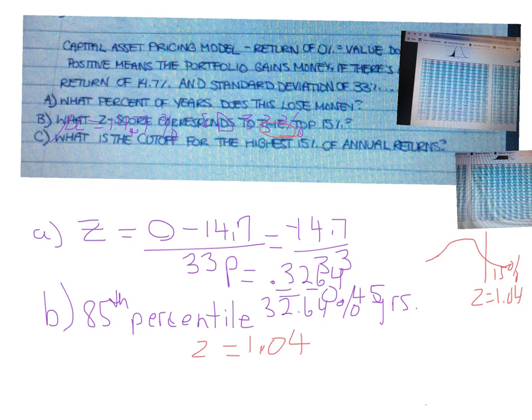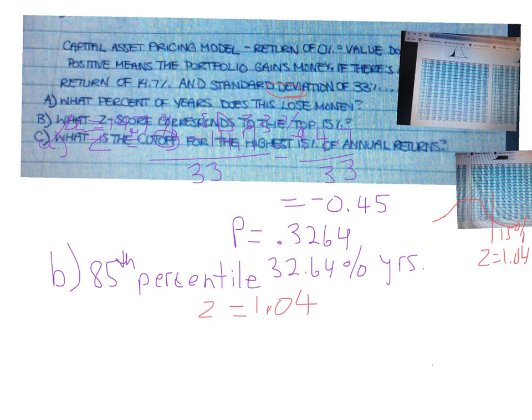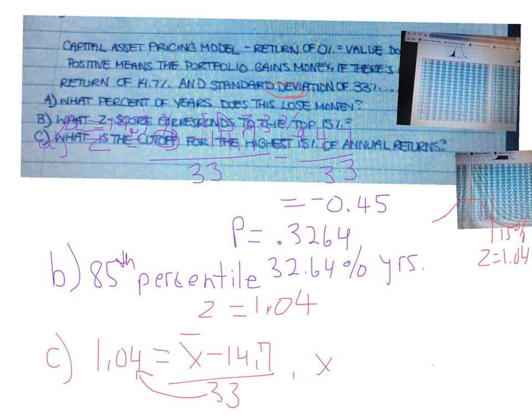I'm just going to move this stuff up so that we can write below it. For part C, we know our Z-score is 1.04, so we're looking for the raw value X, and I believe it was 14.7% over the 33% that we used earlier. So you're going to bring the 33 and multiply it by 1.04. So the next line of your solution will say x minus 14.7 equals 1.04 times 33, which is 34.32.